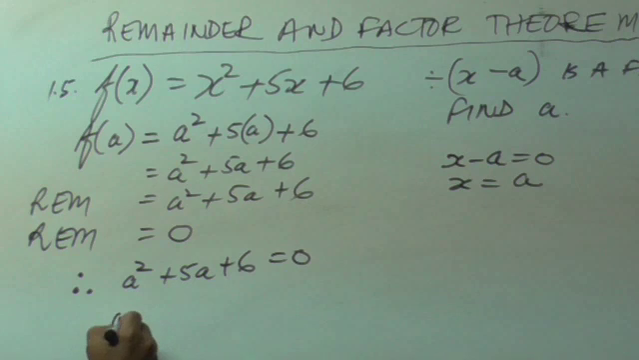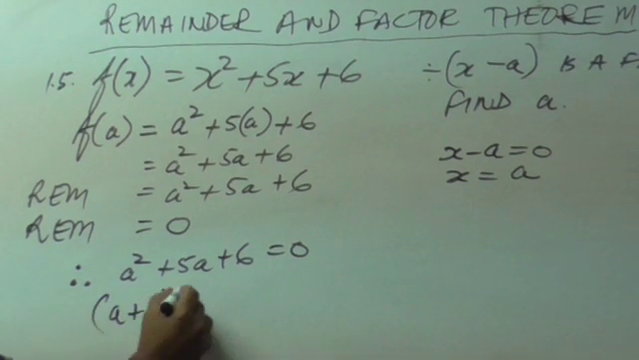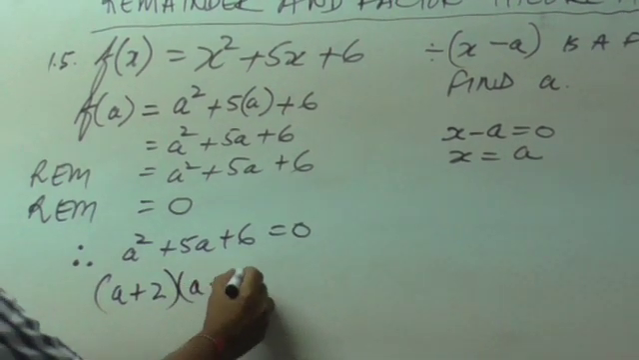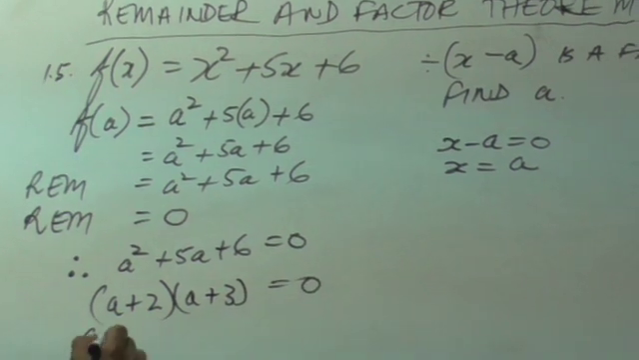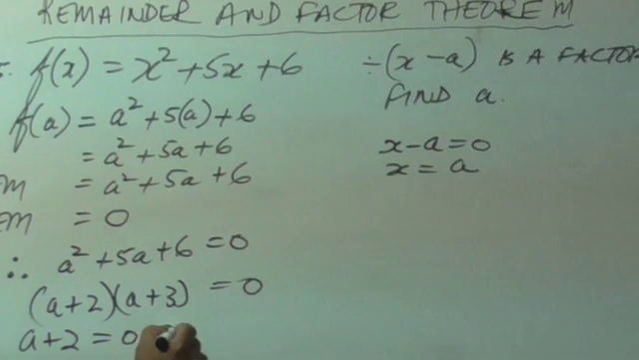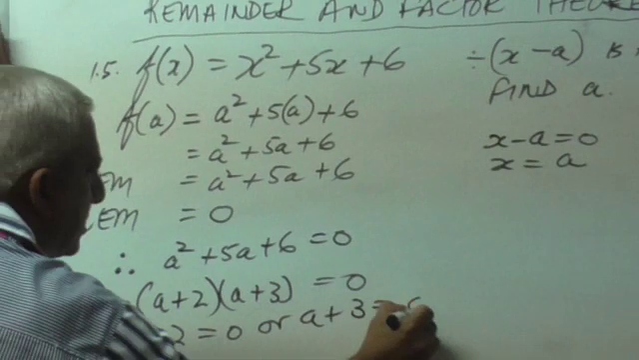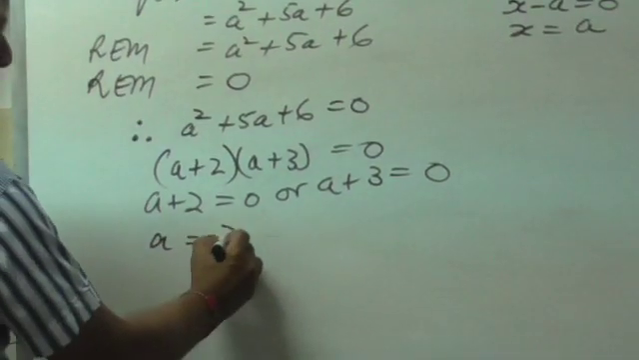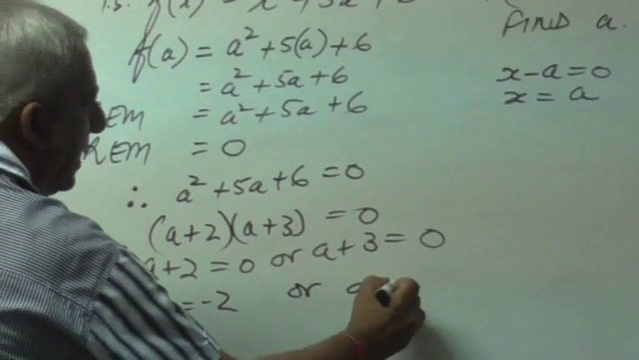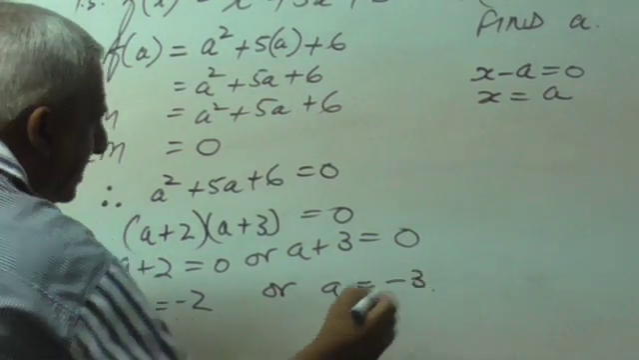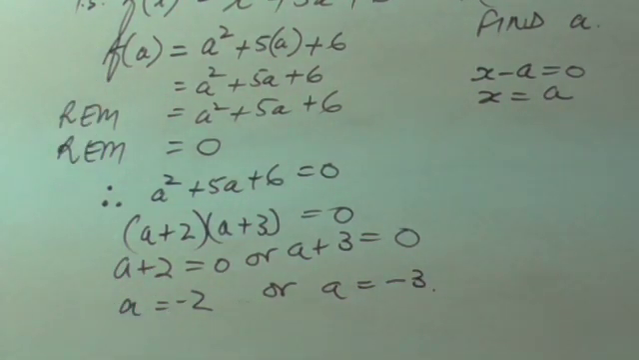And then you factorize this and you solve. a plus 2 into a plus 3 is equal to 0. a plus 2 is equal to 0, or a plus 3 is equal to 0. a is equal to minus 2, or a is equal to minus 3. So that is how we do 1.5.